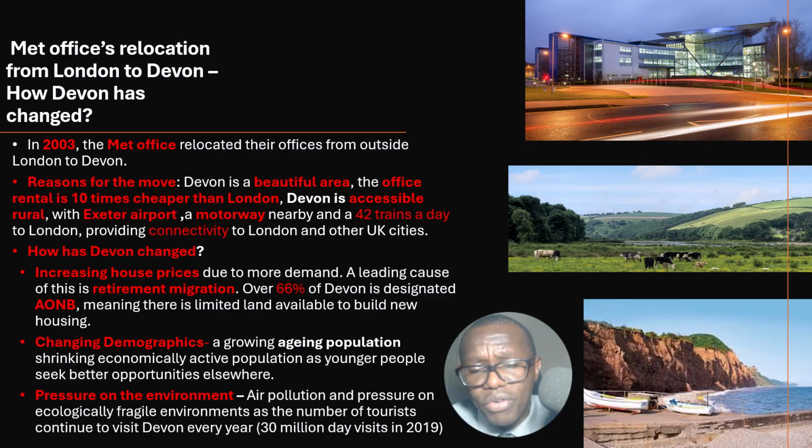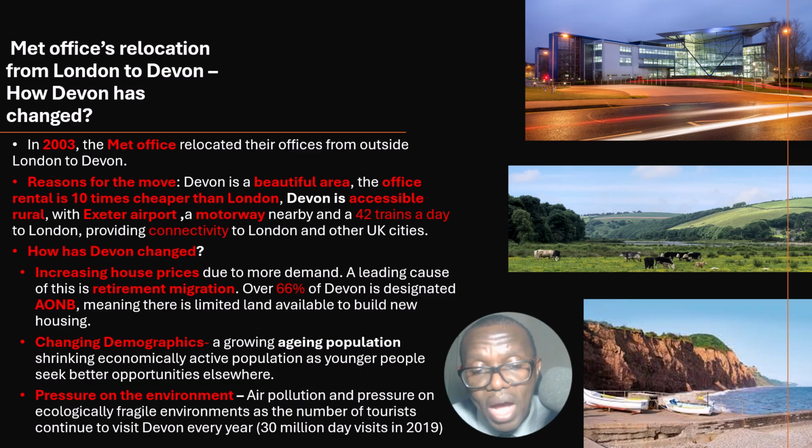So how has Devon changed then? So house prices in Devon have gone up, and this is due to demand. And a leading cause of this demand is retirement migration. Now, being a beautiful place and with the house prices being a little lower than London, a lot of people would migrate to Devon to live there for their retirement.